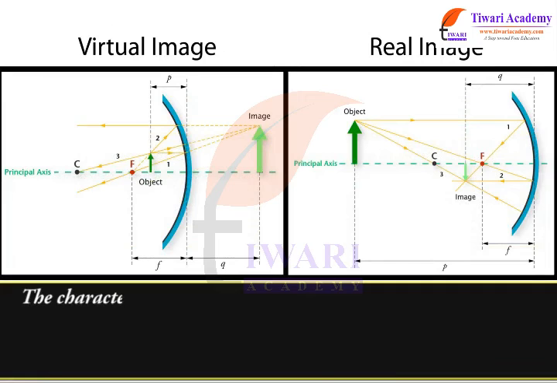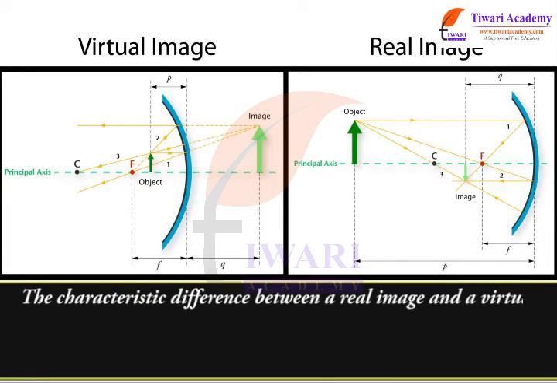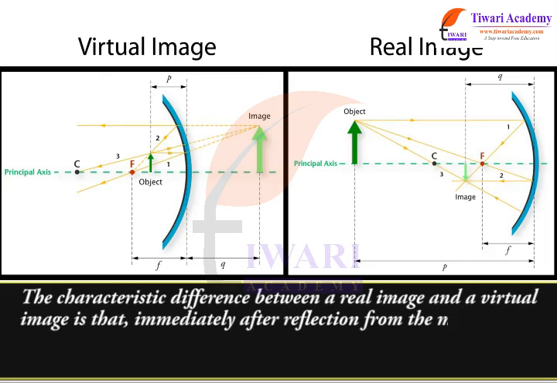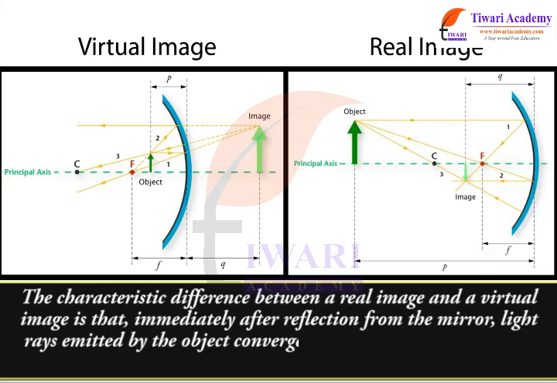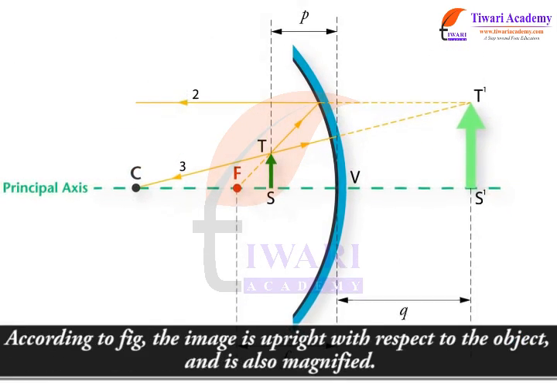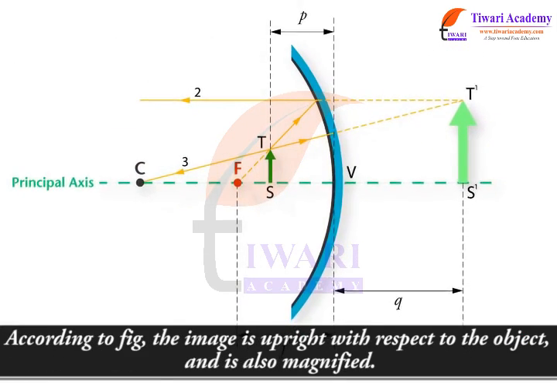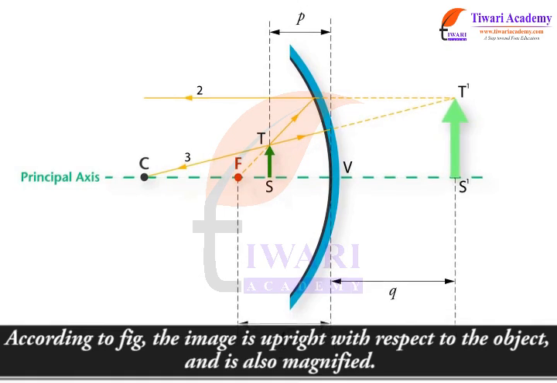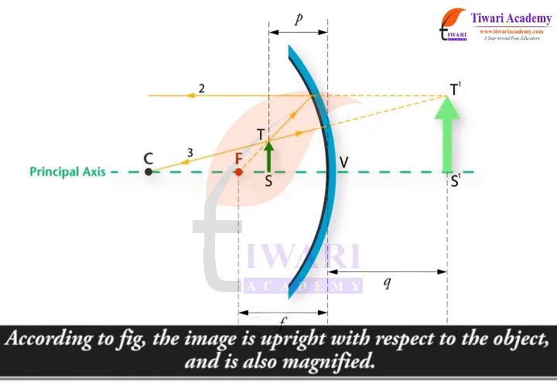The characteristic difference between a real image and a virtual image is that immediately after reflection from the mirror, light rays emitted by the object converge on a real image, but diverge from a virtual image. According to the figure, the image is upright with respect to the object and is also magnified.